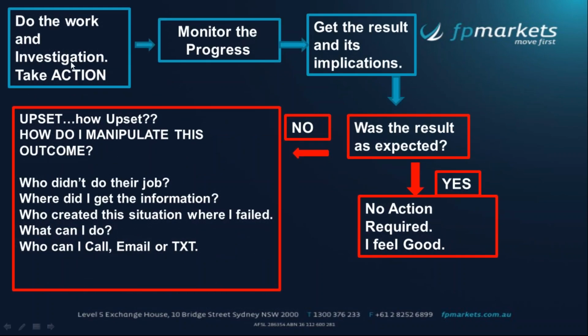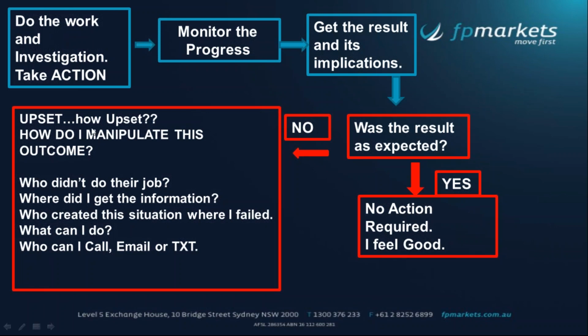It looks like this. On the top left-hand side here, we may do the work and the investigation and take some action in entering a trade position. And along the way, we monitor our progress, and then we get the results and their implications. And down here on the right, we come to a point where we ask ourselves, was the result as we expected? That answer is either yes or no. It's often tragic that the result as we expected was actually a long time ago, and often people let that period pass and it ends up as an emotional exit. But if the answer was yes, there's no action required and you feel pretty good about the whole thing.